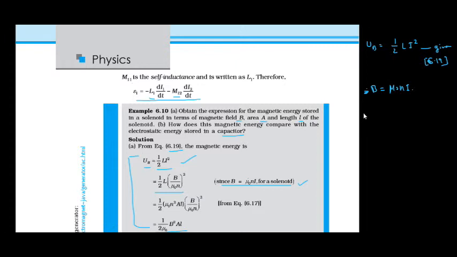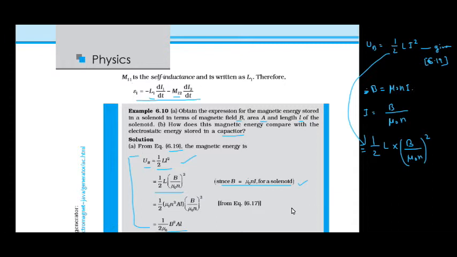So instead of I, we can write B upon mu naught N. Now put the value of I here. So U_B will be equal to half L B mu naught N I squared, so this is squared.